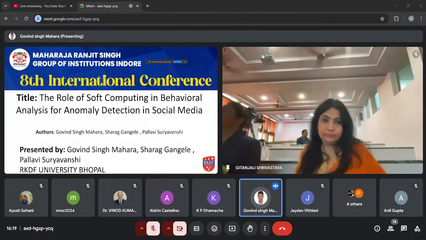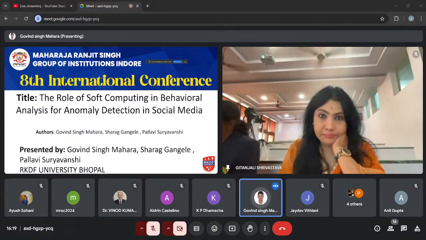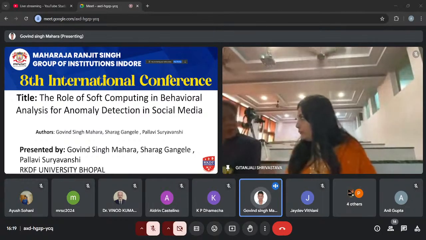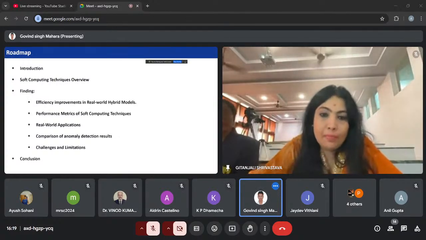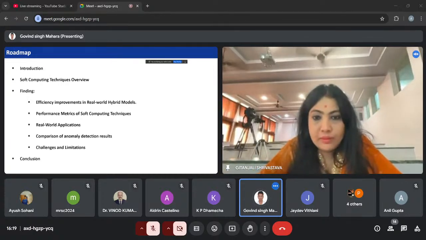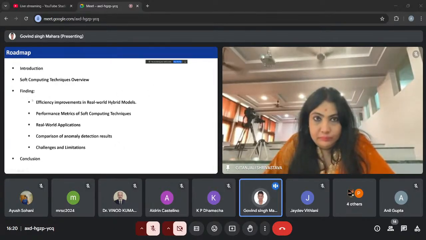I am Govind Singh Mehra. I'm a research scholar at RKDF University, and I'm very thankful for this opportunity to present my paper on the role of soft computing in behavioral analysis for anomaly detection in social media. Is it moving right now? Yes, it is navigating. So we will go with the roadmap: introduction, soft computing techniques overview, findings, and conclusion, as per the instructions.